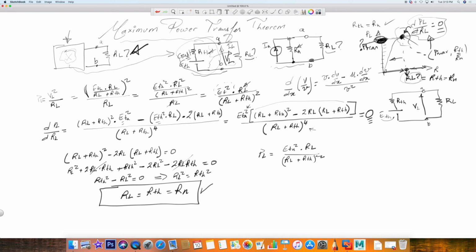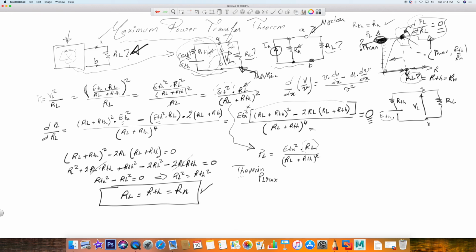Where did that come from? Let me just write it up nicely here. We've already solved that at a certain point, right here. Now, can we substitute either an RTH or an RL? Yes, your RL here could be either an RN or an RTH. So for PL max, let's say we're doing Thevenin, which is what we did right here. This was Thevenin. And this here was Norton.